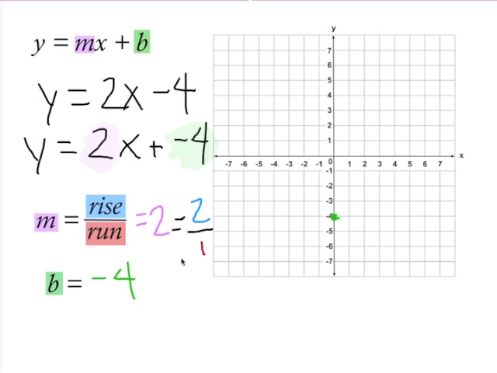So I will go over to the point that I know is on the line, my starting point, and I will rise 2, and I will run 1. And then I will rise 2, and I will run 1. Then I will rise 2, and I will run 1. These are the points right here. Let's draw the line that connects these dots. I'll do my best.